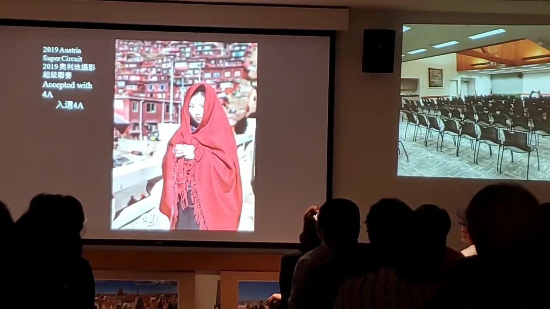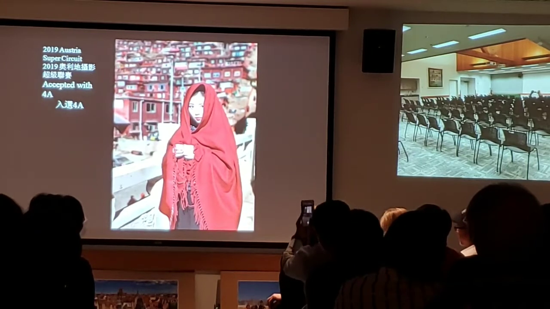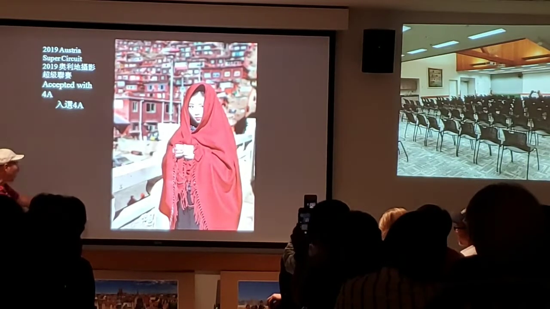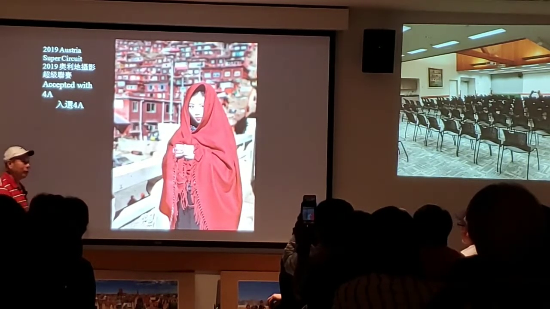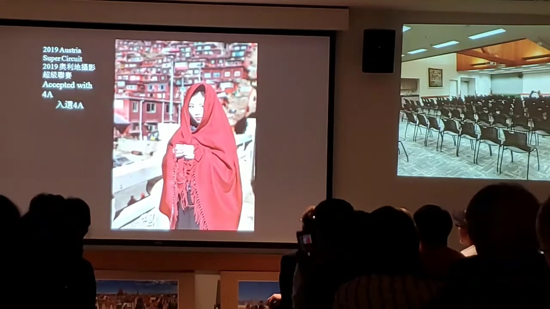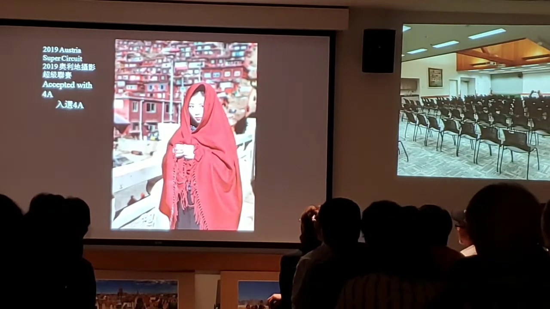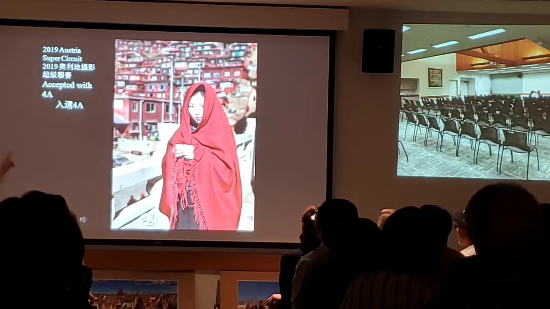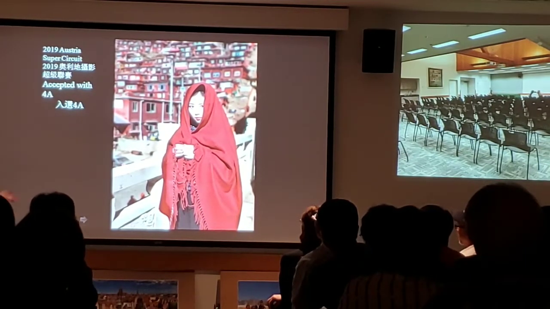Okay, another one from this year. This is a cell phone picture. I got a 4.8, that's the top score. They have 4 salons, and if they accept your picture, they give you an A. A represents accept. So all 4 salons accepted this picture. So I got a 4A, and it's a cell phone picture.